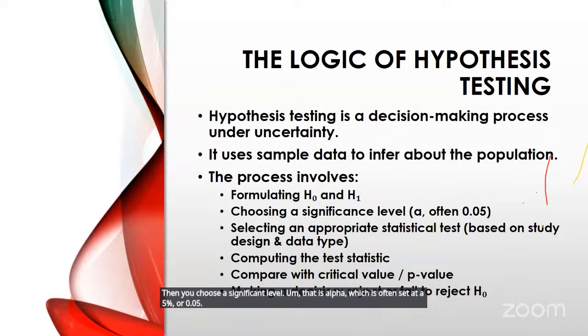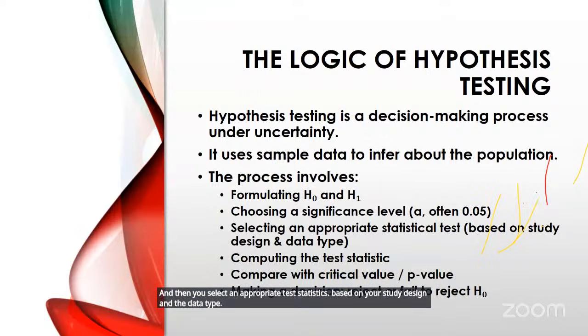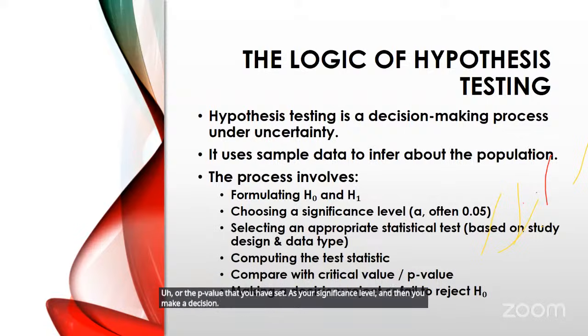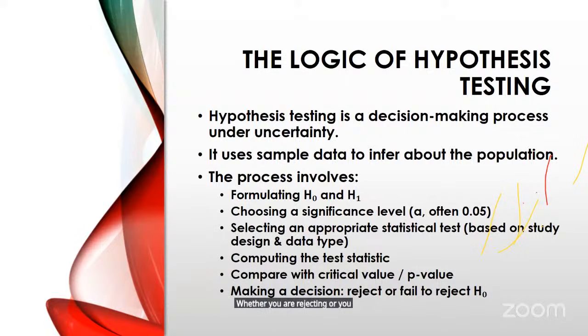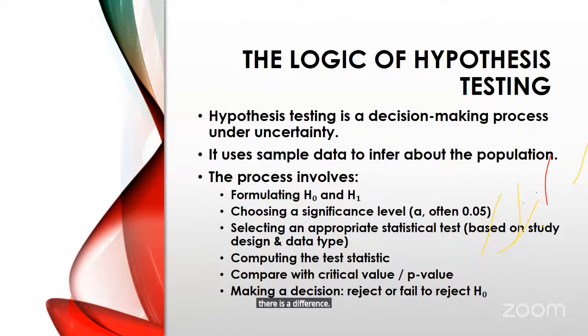And then you select an appropriate test statistic based on your study design and data type. There are some tests that are more suitable for some data types or study designs. And then you compute the test statistic, after which you will need to compare it with the critical value or the p-value that you have set as your significance level, and then you make a decision whether you are rejecting or failing to reject the null hypothesis. That is, there is a difference, or you are saying that from what you have found, there is no difference.